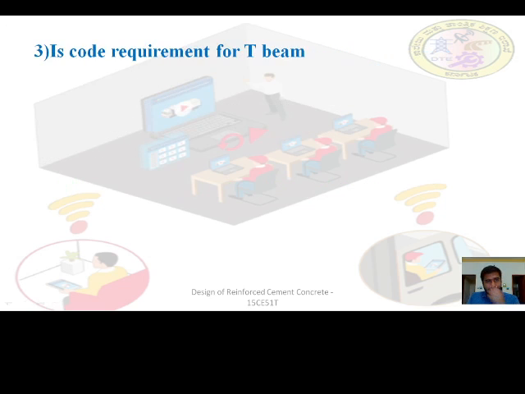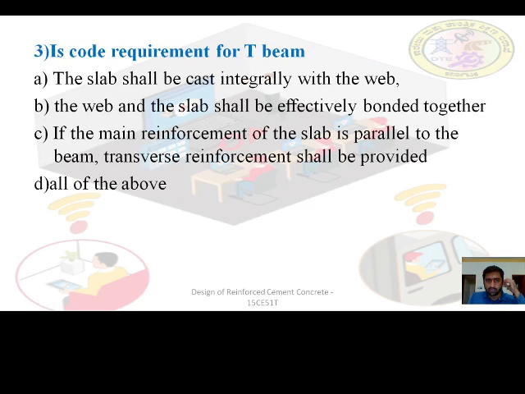The third one, the IS code requirement for T-beam. What is the IS codal requirement? The slab should be cast integrally with the web. Yes, monolithic construction. The web and slab shall be effectively bonded together. If it is a separate slab, then effectively it should be bonded for the T-beam action. If the main reinforcement of the slab is parallel to the beam, transverse reinforcement shall be provided. Absolutely correct. So all 3 points are correct. The answer will be D, all the above.